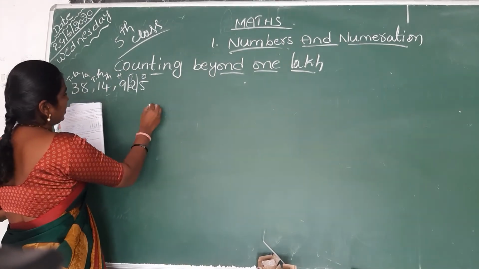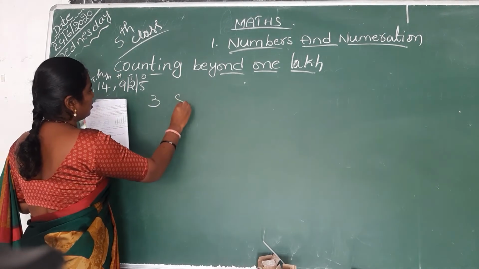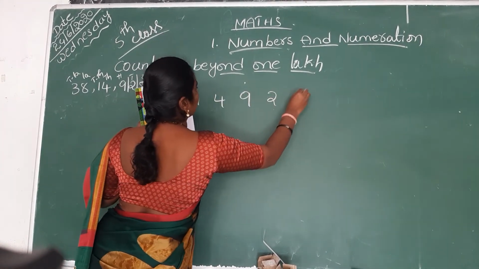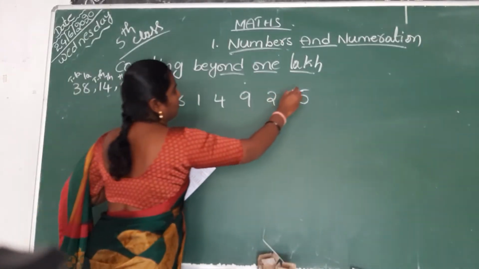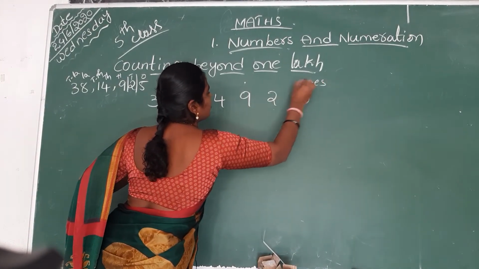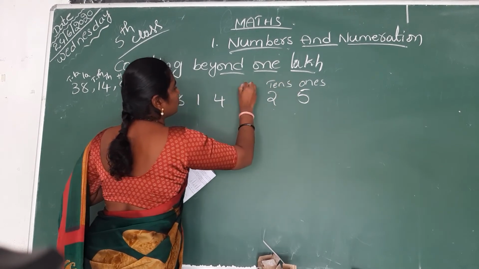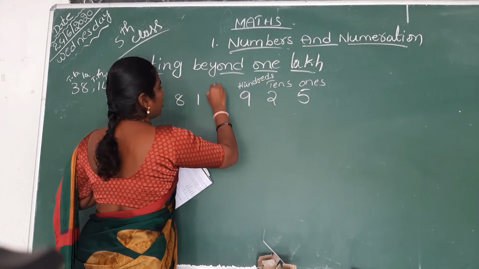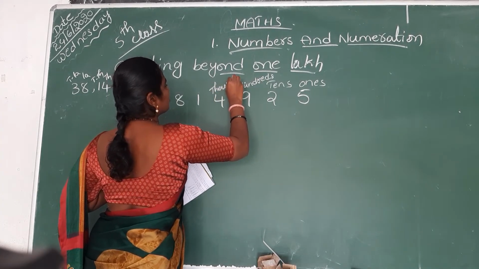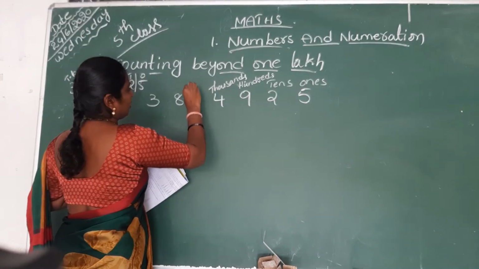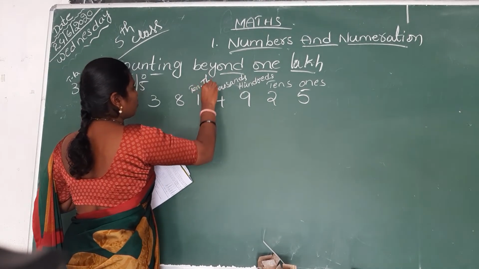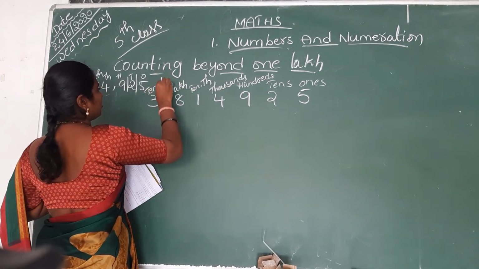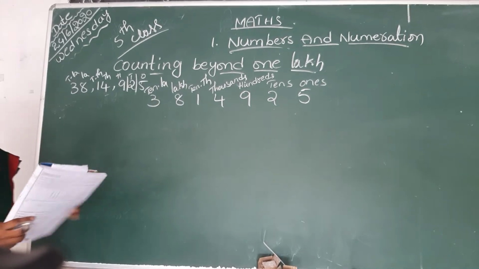For example, take this number 3, 8, 1, 4, 9, 2, 5. First write the place values of this number. Ones, tens, hundreds, thousands, ten thousands, lakh, 10 lakh. This is the place value of the number.